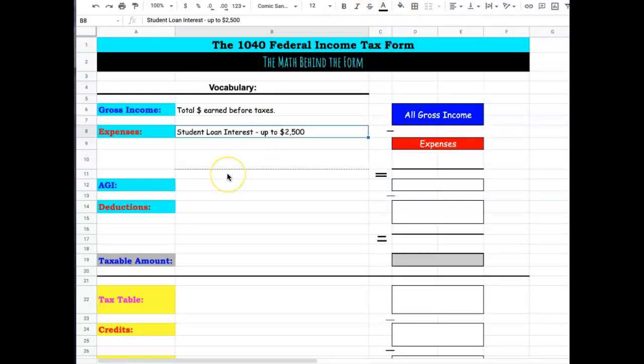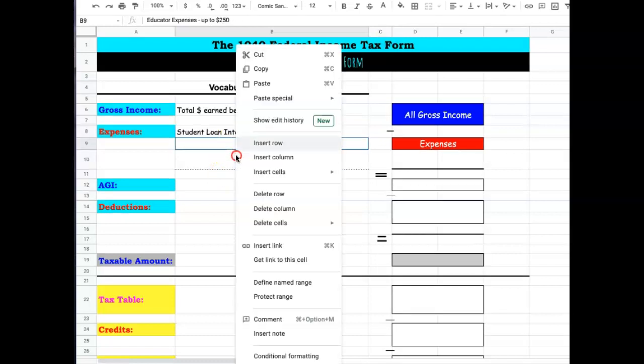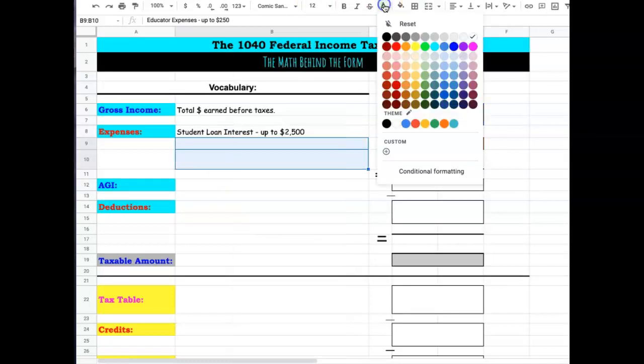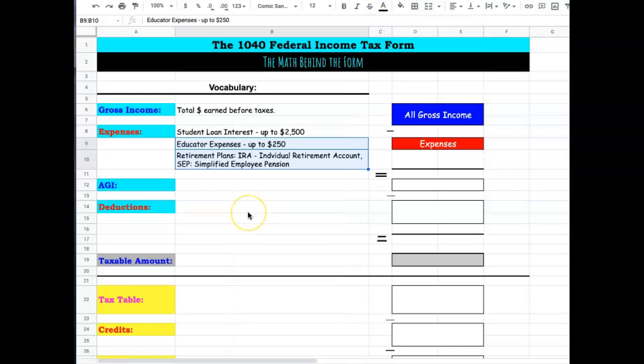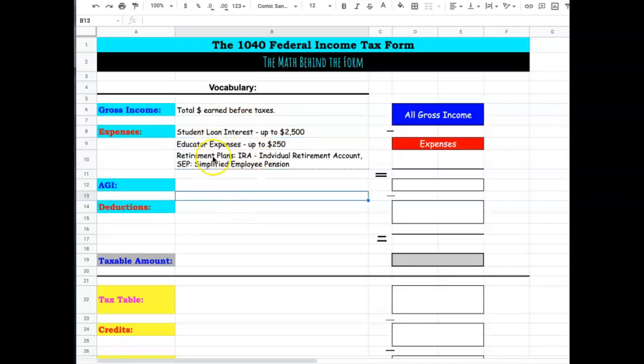So expenses, for example, are student loan interest, educator expenses. So if teachers, for example, spend their own money on supplies, which a lot of people do, especially in the last year or so, you're allowed to deduct $250 off of your income. And then some money that you put away for retirement, that qualifies as deductions. So all these things here, you're going to type these as expenses. So we're sort of defining over here what shows up over here.